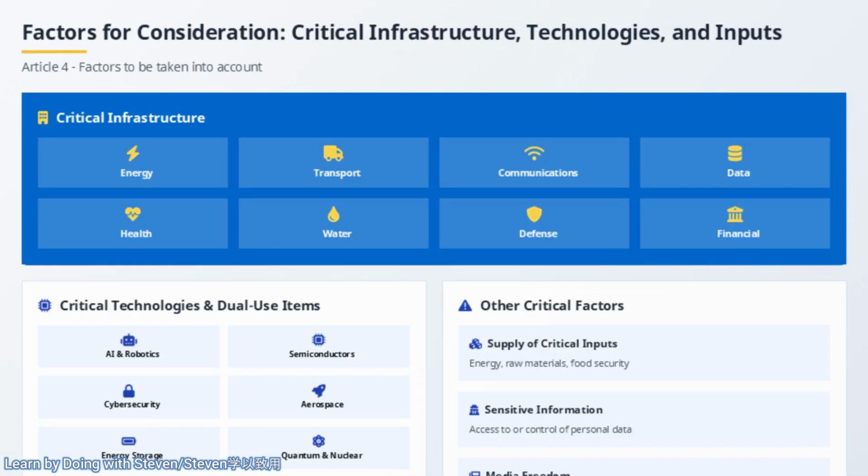When a member state is screening an investment, what factors does it consider? Article 4 provides a list of areas to be taken into account. This includes potential effects on critical infrastructure like energy, transport, health, and data communication. It also includes critical technologies and dual-use items such as AI, robotics, cybersecurity, semiconductors, and aerospace. Other factors include the security of supply for critical inputs like energy and raw materials, and whether the investment provides access to sensitive information or personal data.